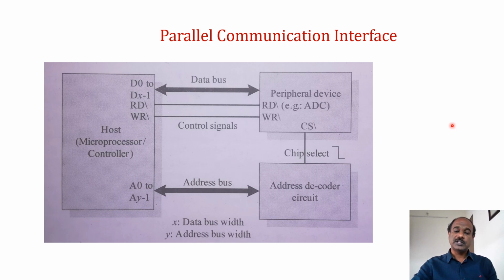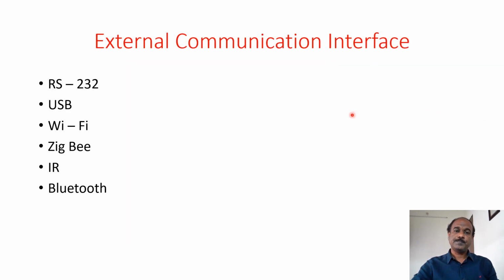So till now we have studied the onboard communication interface. Let us now study the different external communication interfaces that can be used in an embedded system. External communication interface means these are the communication methods which can be used by the embedded system to communicate with other embedded systems which are outside the embedded system. External devices which can communicate with the embedded system.